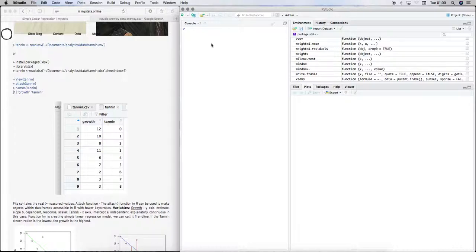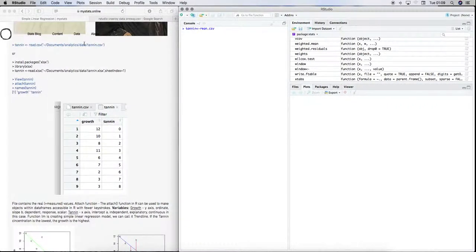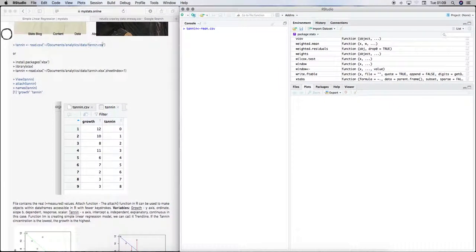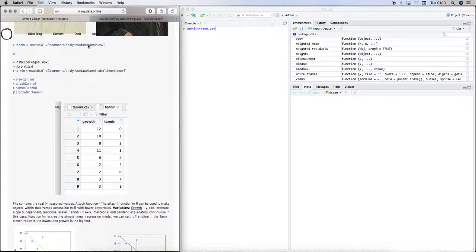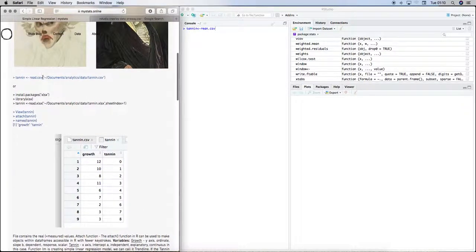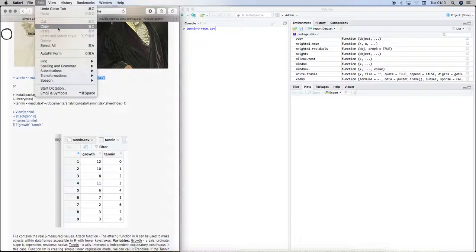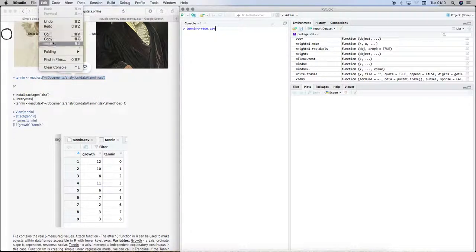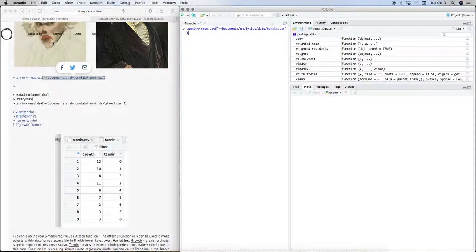You can open or read the file tannin and save it into the object tannin. I have saved my file into the folder with documents. Read.